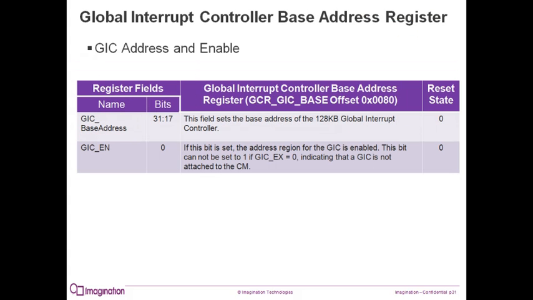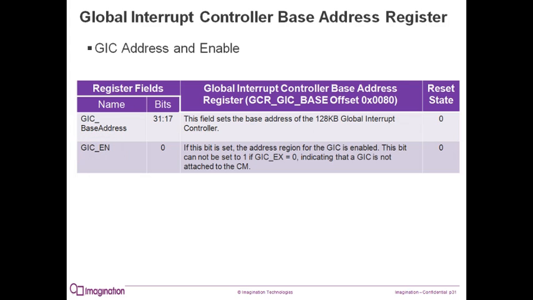The Global Interrupt Control base address register is dependent on the GIC EX bit being set in the Global Interrupt Controller status register shown in the previous slide. Only if it is set is the Global Interrupt Control base address register valid. This register does two things. It's used to set the address of the GIC and to enable the GIC. The address is system dependent.